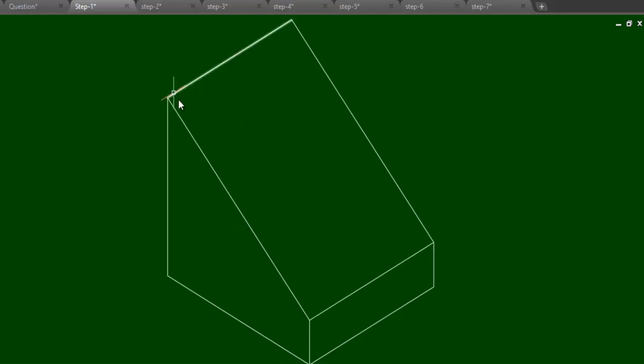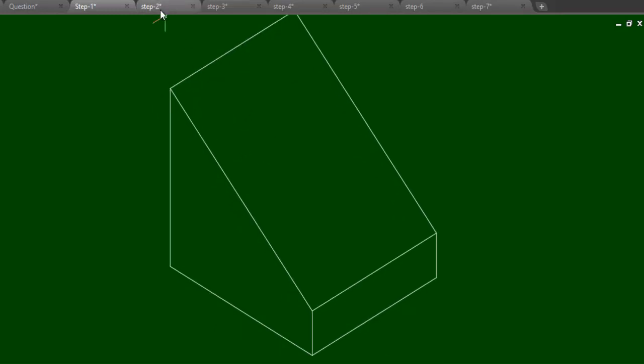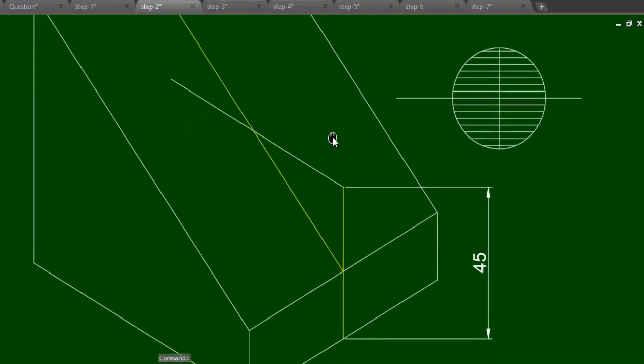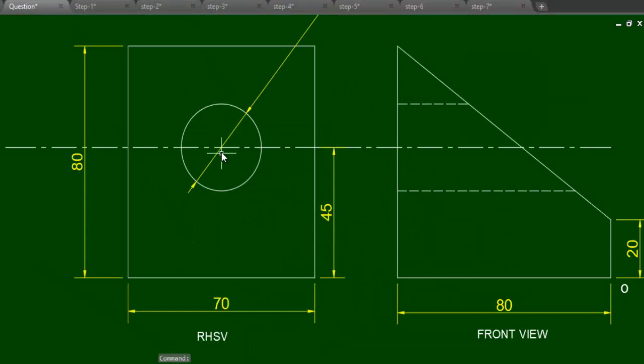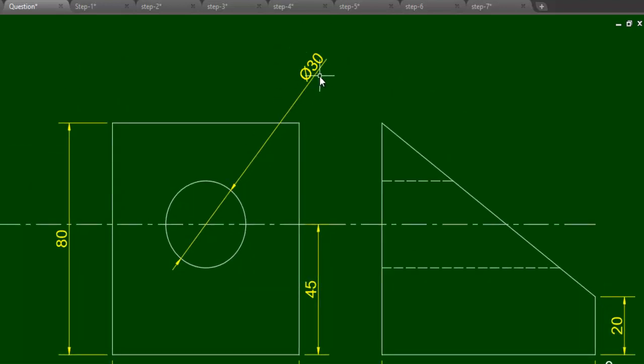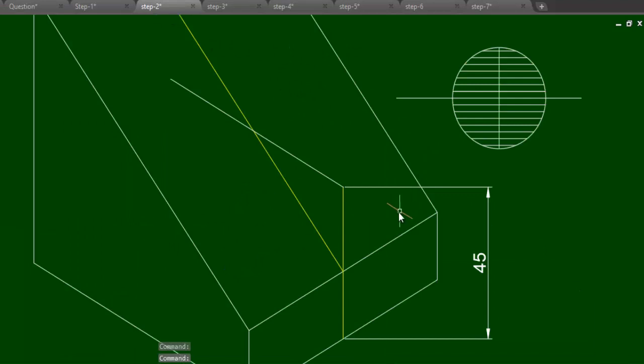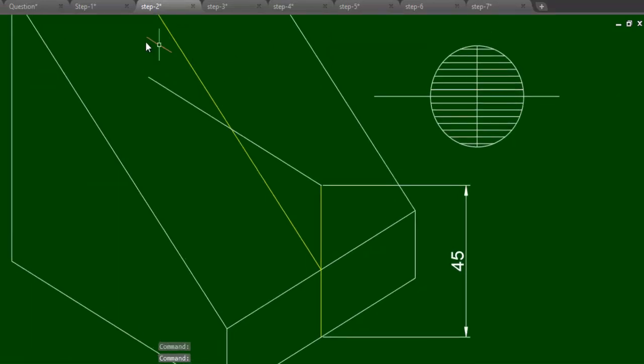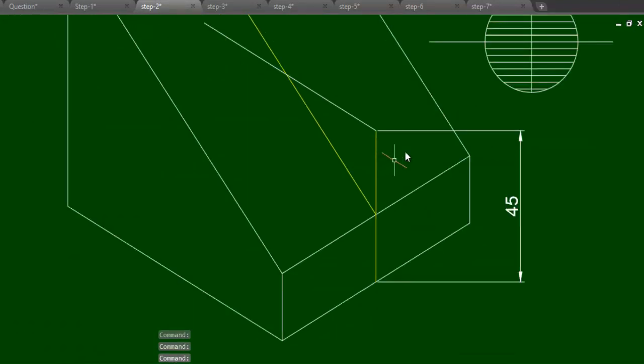Now you see the next step. We need to identify the location of this circle. Where is it located? We need to identify it from the vertical direction as well as the horizontal direction. The center point we have to identify, and also remember the diameter of the circle is 30 mm. So that we will do in the next step. This step is over, and in the next step we will see the location of the circle.